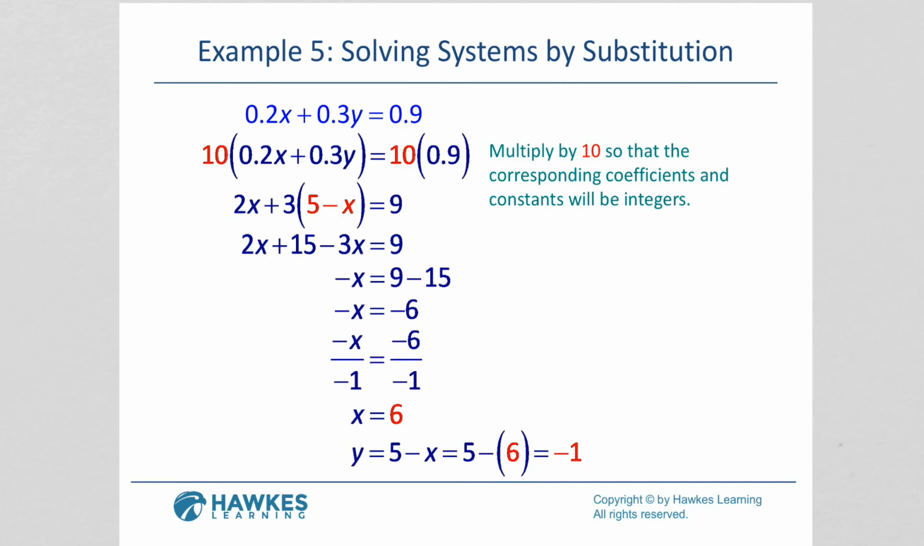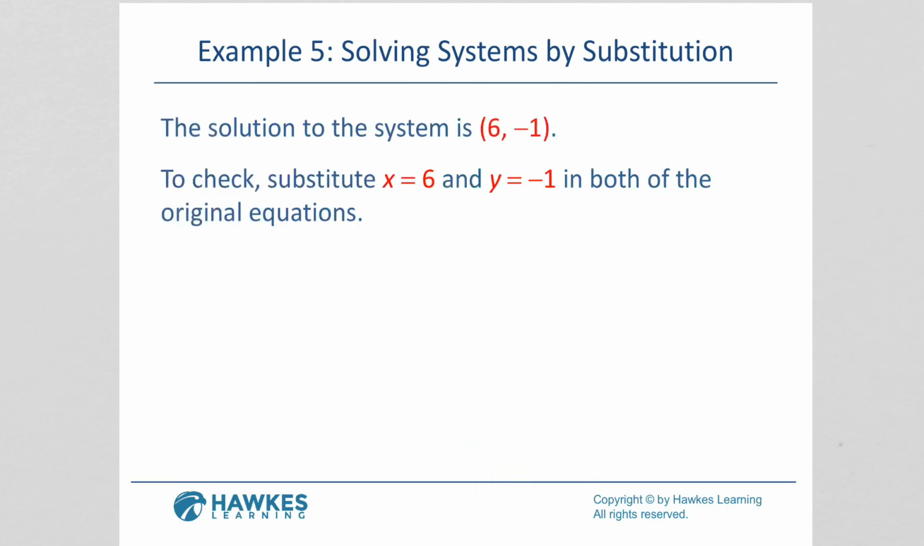All right, and then to figure out what my y value is, I'm going to plug in the 6 into my other equation. y equals 5 minus x was the equation. So I have 5 minus 6 equals negative 1. The solution to the system is 6, negative 1. To check, we would substitute x equals 6 and y equals negative 1 in both of the original equations.